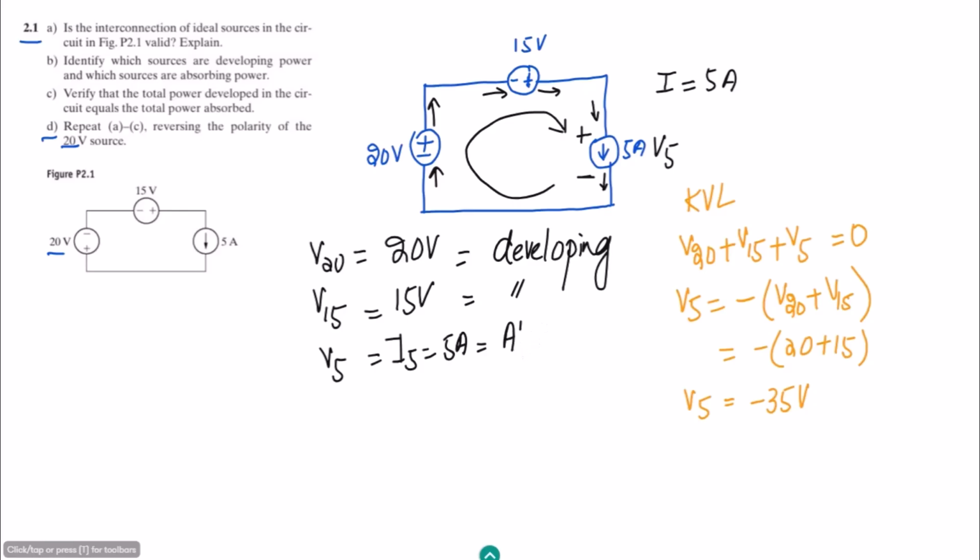This is the absorbing source. Okay, so this is the absorbing, while the two ones here are the developing ones.